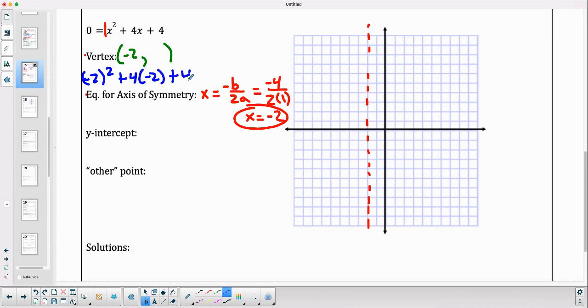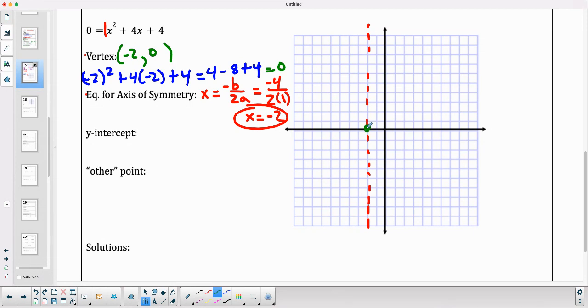plus 4. What that would give us, the -2 squared, that's 4. 4 times -2 is -8 plus 4. So if you look at 4 minus 8 plus 4, that actually gives you 0. What that means is that's one of our solutions right away. So we're at -2, 0.